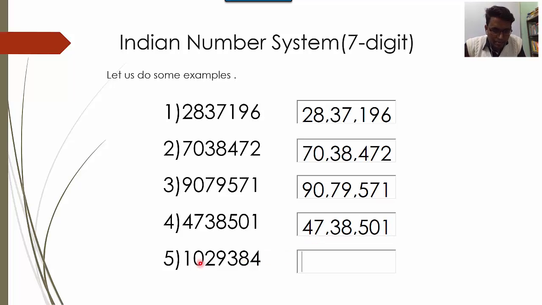And our last example, let us see this. Here 3 is at hundreds place, 9 is at thousands place. So we will insert a comma here. Similarly, 2 is at 10,000s place and 0 is at lakhs place. So we will insert a comma here. And our number will be 10 lakhs 29,384. See how easy it is to read this number when we use the commas.